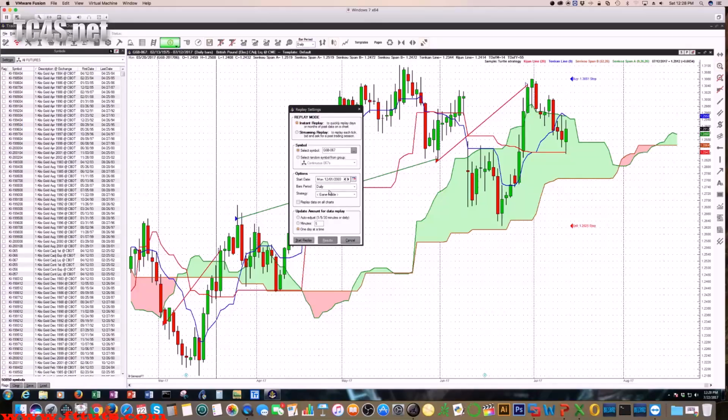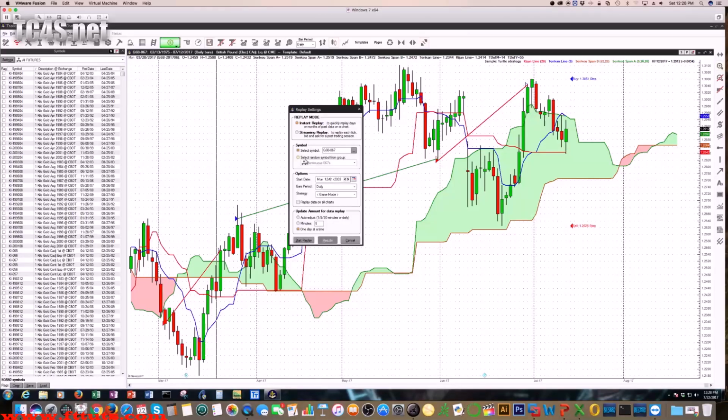Okay, now this is something I wish TradeStation would do. What this is going to allow me to do is watch the market trade in real time, basically. Okay. So instant replay is to quickly replay days or months of past data on a chart. Streaming replay is going to replay each tick, the bid and the ask for each piece of data. I don't really want to do that because that's going to consume a lot of memory.